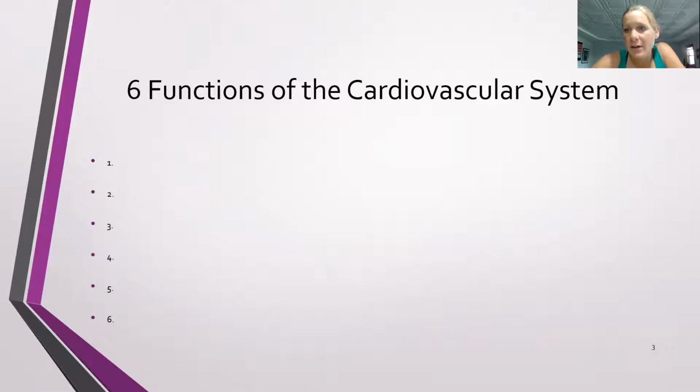So when we think about it, there are 6 functions of the cardiovascular system. Function number 1, delivery of oxygen and nutrients. So again, the blood is in charge of carrying those oxygen and nutrients to all of our organs and muscles, etc., within the body. Number 2, removal of CO2 and waste products. So again, within those capillaries, we'll be able to pick up those waste products and get rid of them through a variety of excretion processes.